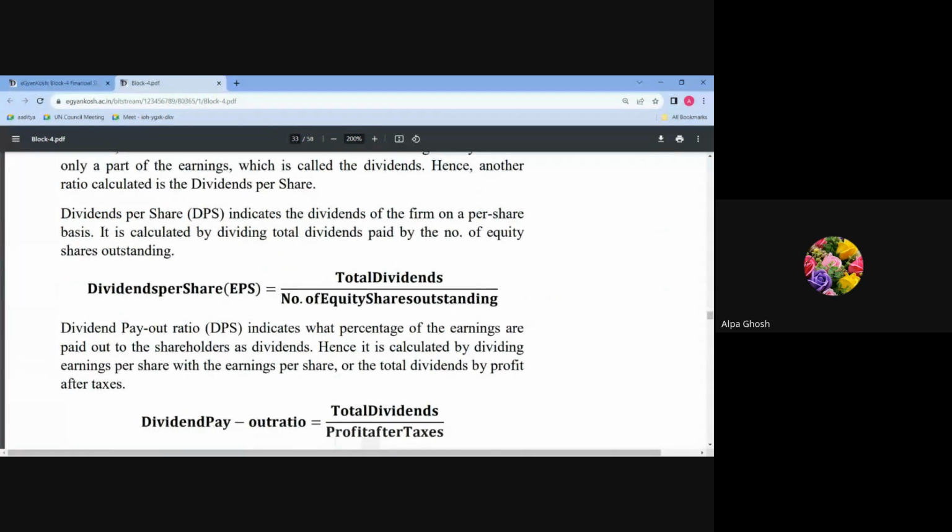Next, it is how much dividend we pay per share. So first we decide the total dividend that has to be paid, and the total dividend is divided by total number of equity shares, because dividend is paid only to the equity shareholders.